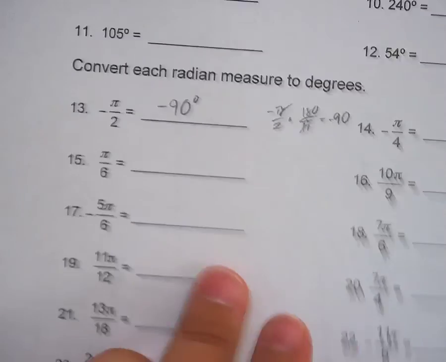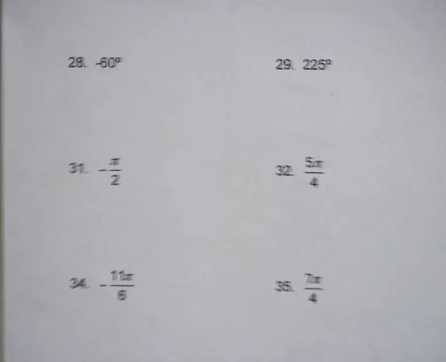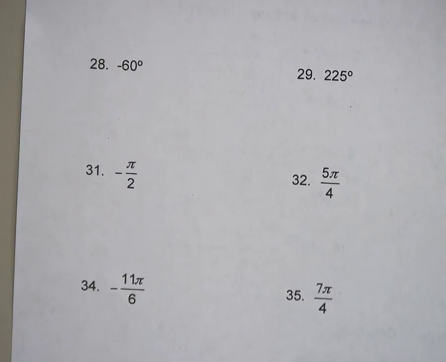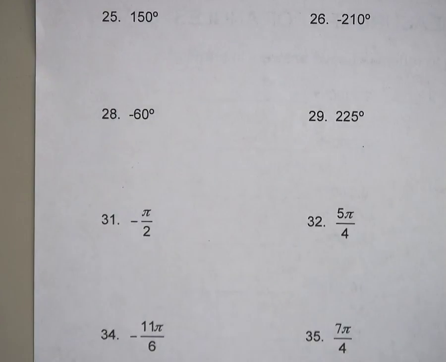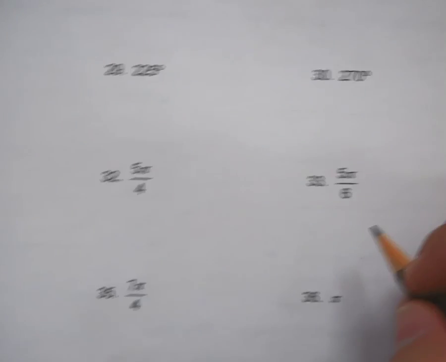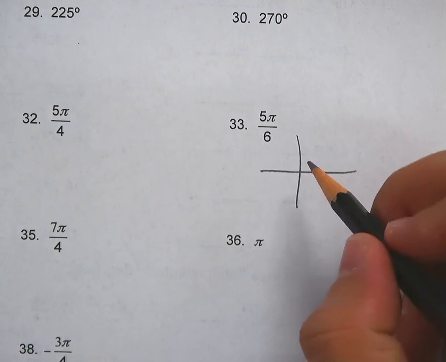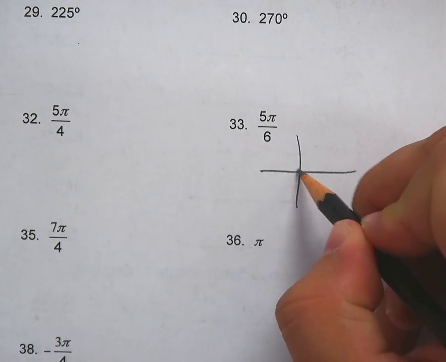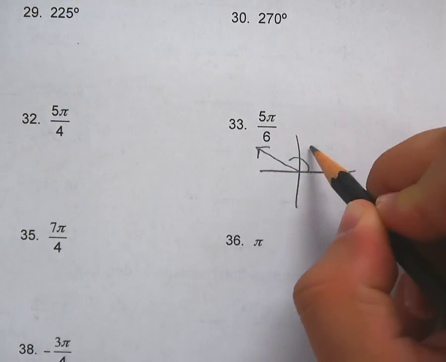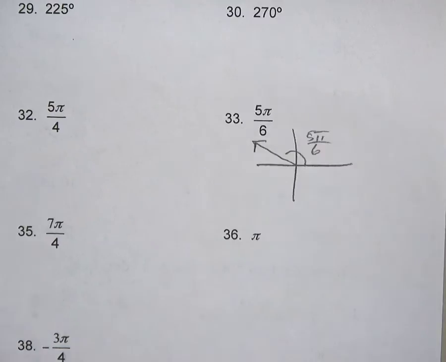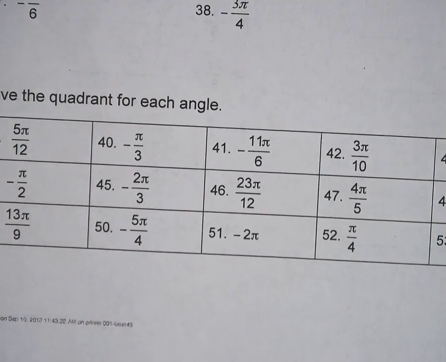Pause it if you need to pause it. Sketch the angle in standard position. Where are we at? We're at 14 minutes, 30 seconds. Sketch the angle in standard position. Give me a weird one. 5 pi over 6. 5 pi over 6 is slightly smaller than 1, but it's bigger than a half. So we'll call it here. And then give the quadrants. We're going to do that in class.